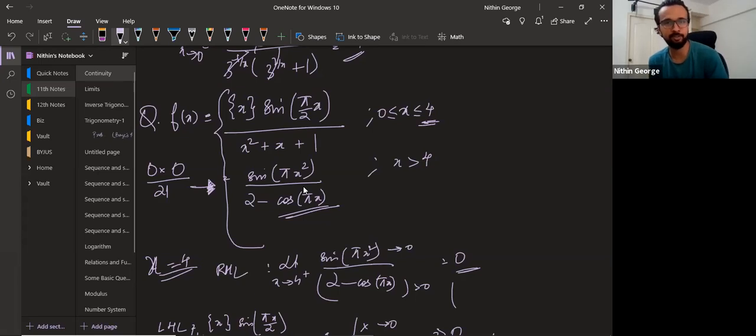Look at the second part of the definition of the function. Sine pi x squared by 2 minus cos pi x. In that, you have sine pi x squared, and sine pi x squared is continuous. 2 minus cos pi x is also continuous. You're dividing continuous by continuous, so you will get a continuous function there. So you should know that when x is greater than 4, you have a continuous function.